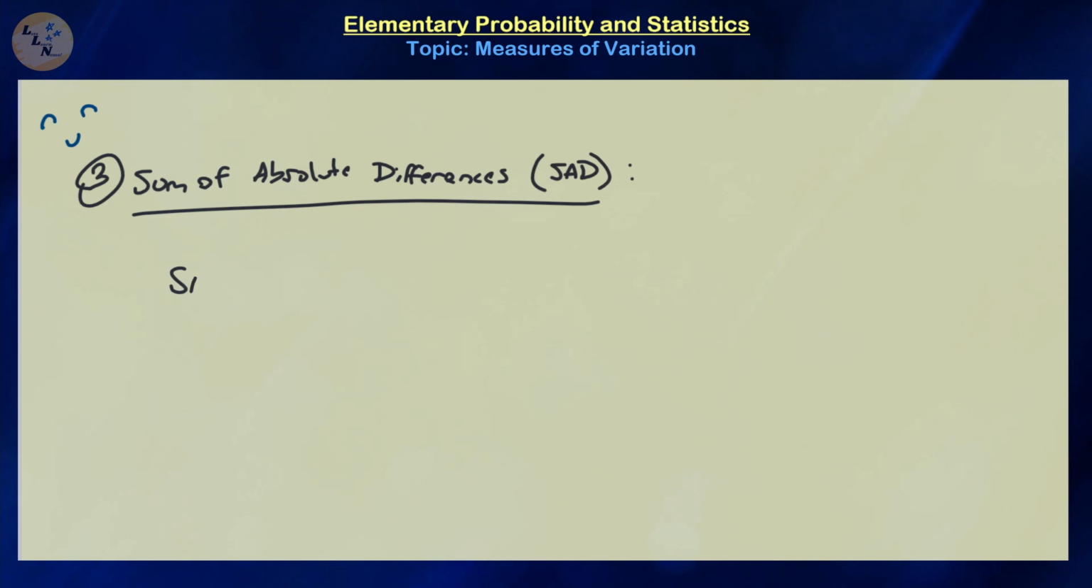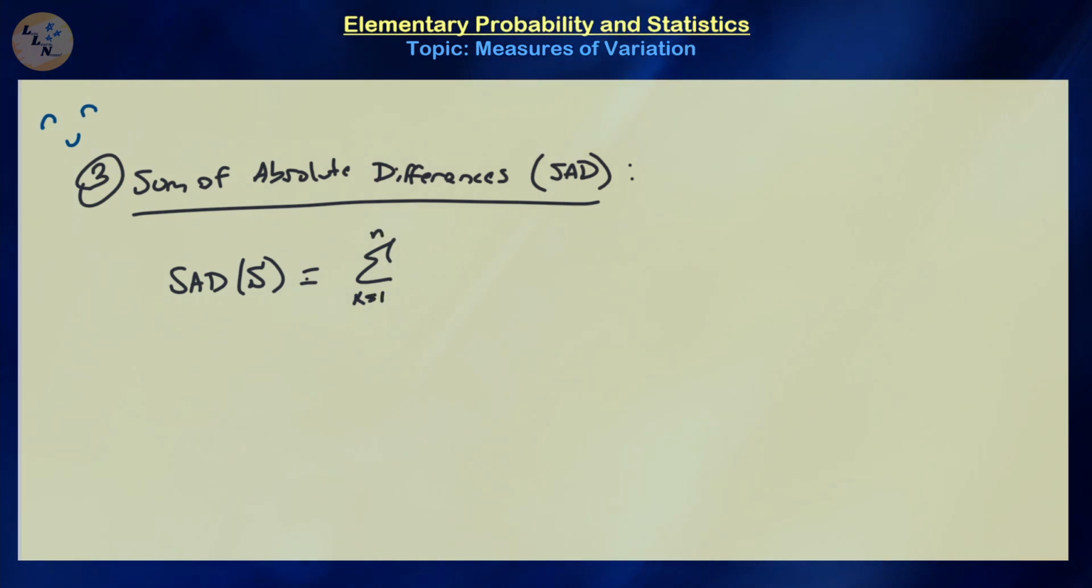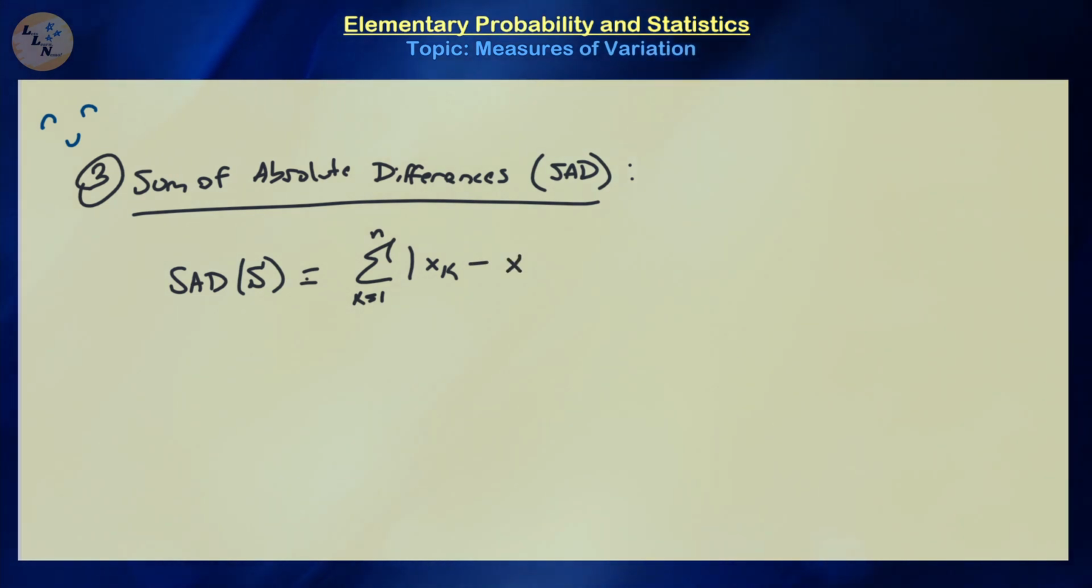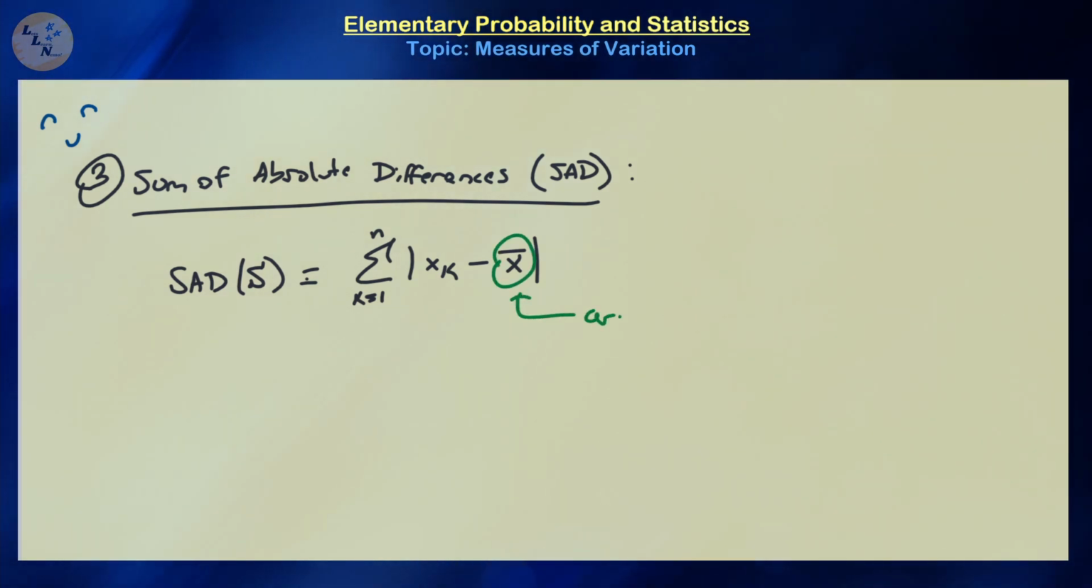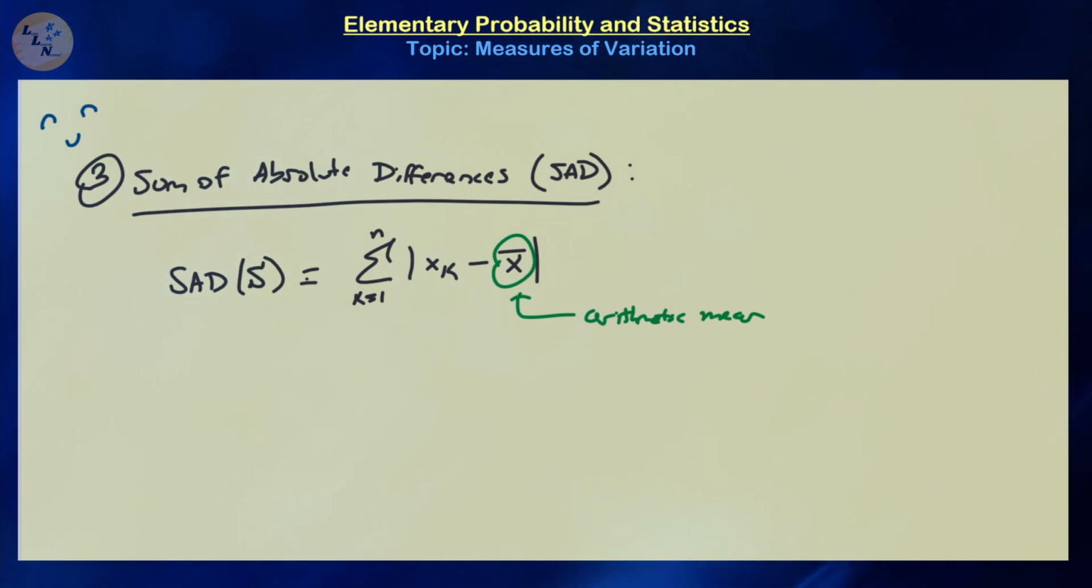The sum of absolute differences for a data set S is going to be literally the sum of absolute differences between the values of the set and a measure of central tendency of your choice. Typically, we use the arithmetic mean. If you're scared of outliers in your set, you may want to use the median for this. But by default, the sum of absolute differences is always comparing values to the arithmetic mean, or the average.